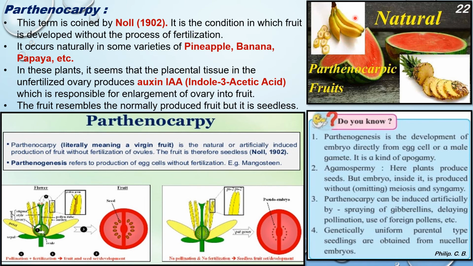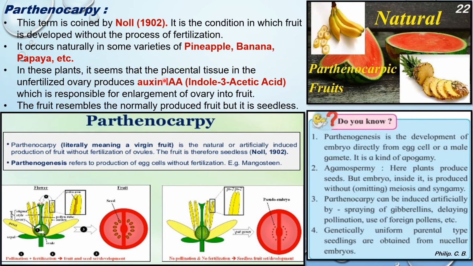Then the later part of the chapter, that is parthenocarpy. This is a term coined by Noll in 1902. It is a condition in which fruit is developed without the process of fertilization. It occurs naturally in varieties of pineapple, banana, papaya. So what is parthenocarpy? That is, the fruit is developed without undergoing fertilization. That is why in pineapple or banana you don't find seeds.